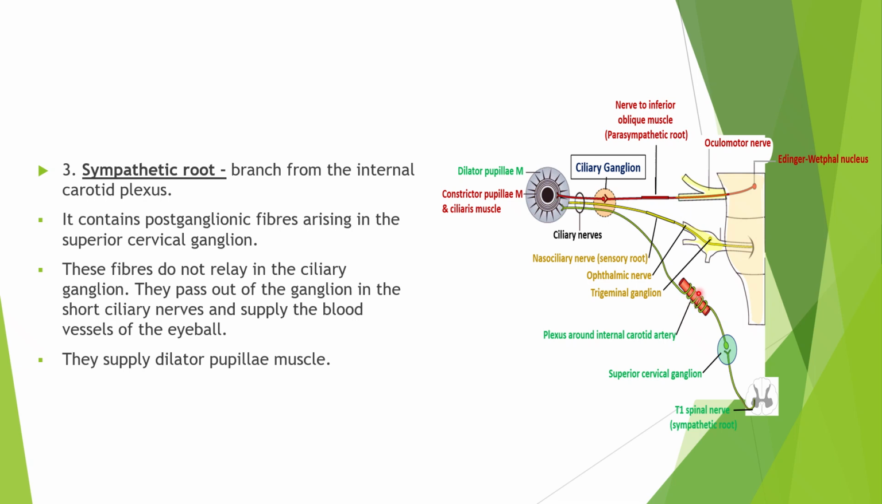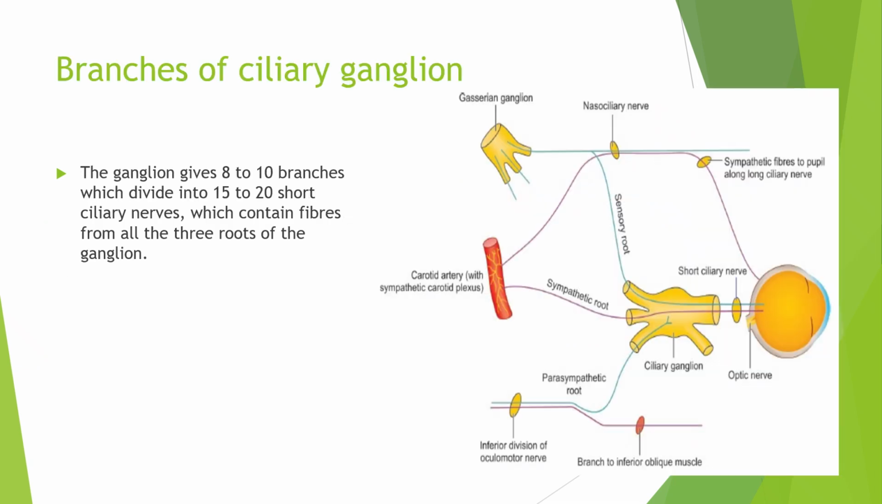Now, the sympathetic root is a branch from the internal carotid plexus, the plexus around the internal carotid. It contains postganglionic fibers arising in the superior cervical ganglion. These fibers do not relay in the ciliary ganglion. They pass out of the ganglion in the short ciliary nerves and supply the blood vessels of the eyeball, and they supply the dilator pupillae muscle through the long ciliary nerve. The ganglion divides into 8 to 10 branches, which divide into 15 to 20 short ciliary nerves, which contain fibers from all the three roots of the ganglion.